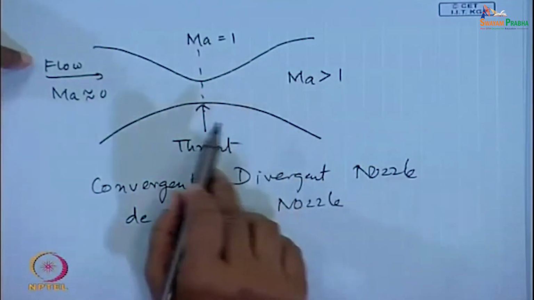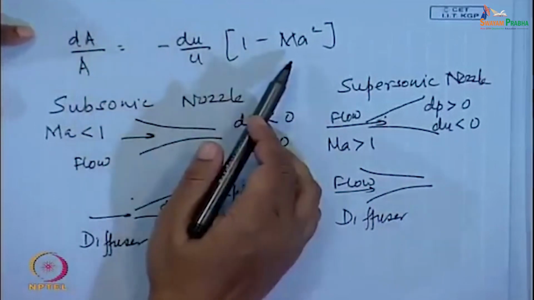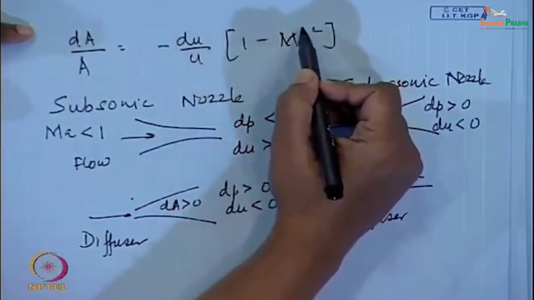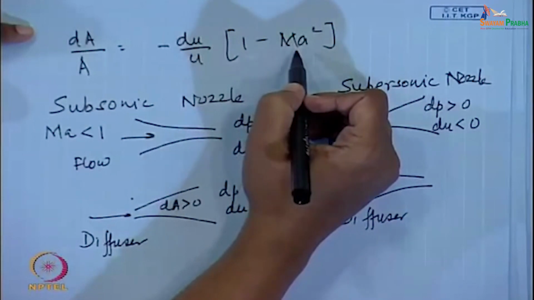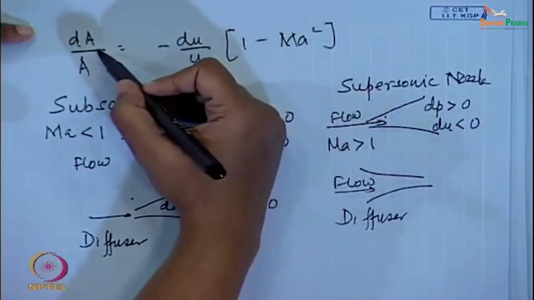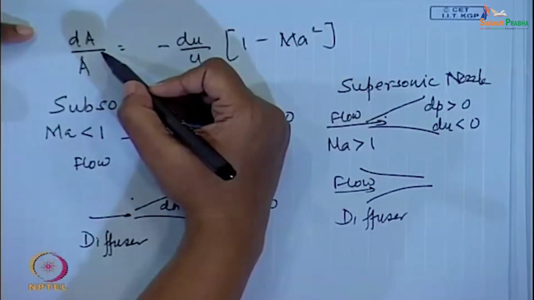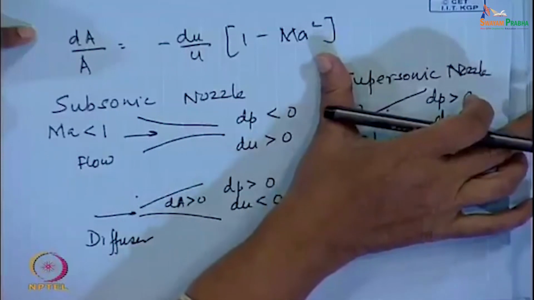So, there are certain things that we can note. If we take up the expression relating dA by A with this, what do we find? We find that Mach number can be equal to 1 only when dA equals 0. Where is dA equal to 0? At the throat, at that portion where the area does not change any further.